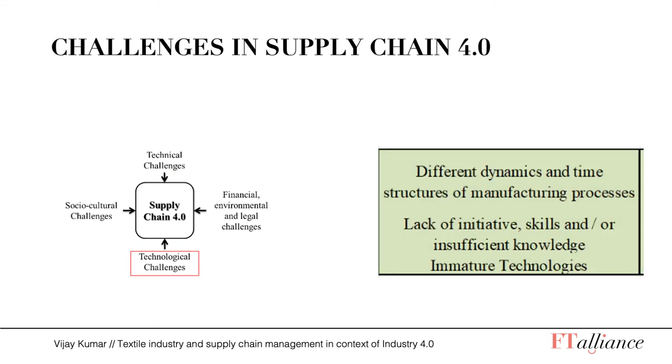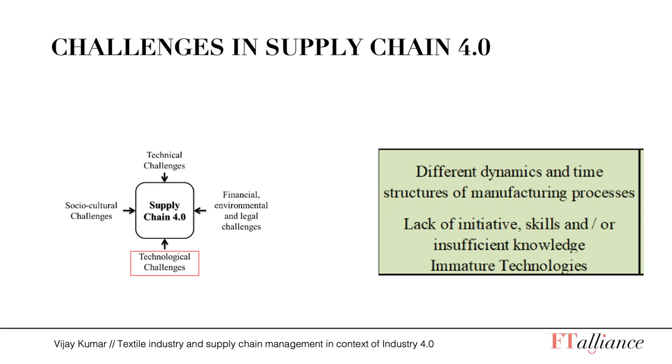Then we have this technological challenges. So in the technological challenges, the thing is that even though we have these machines and processes, we need a skilled workforce to handle those things. I mean, we have to understand that, for instance, if we talk about the textile supply chain, many processes are handled by semi-skilled labor. Would they be able to manage those machines if the machines are becoming so sophisticated?